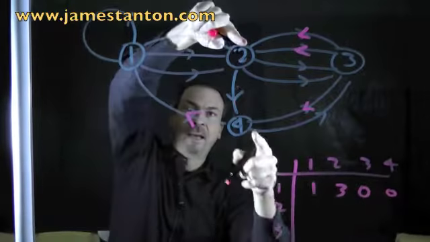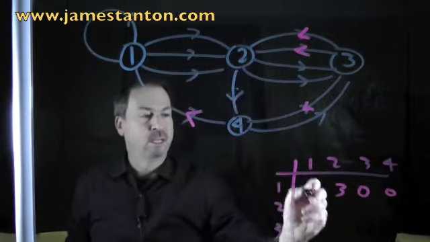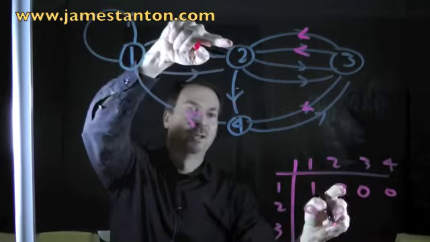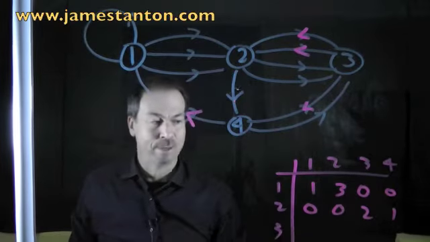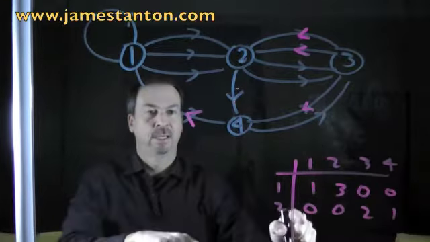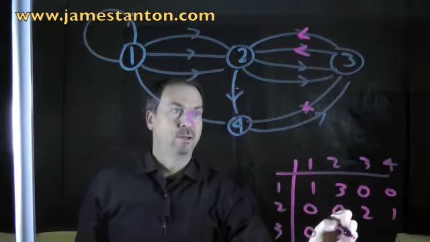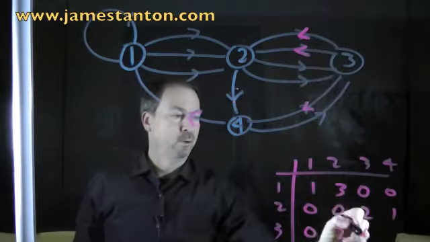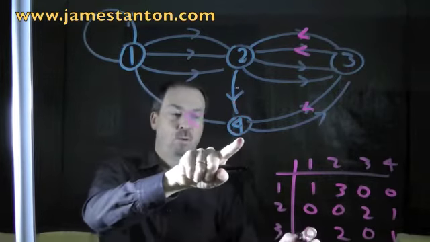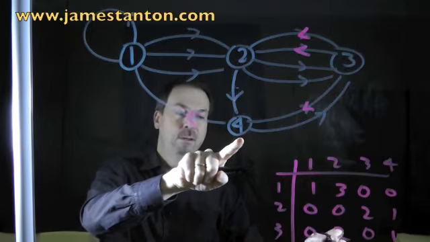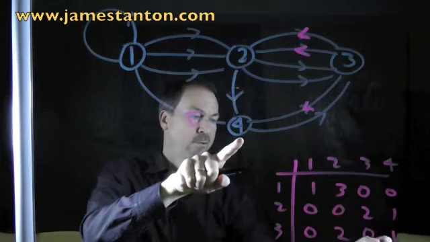For city 2, any ways to get back to 1? 0 ways to get back to 1. Any routes from 2 to itself? Nope, no joy rides from 2. 2 to 3, 2 routes, 2 to 4, 1, and so on. So I'm actually encapsulating all this information in a table. Finish it off: 3 to 1 is 0, 3 to 2 is 2, 3 to 3, there are no loops, 3 to 4, I've got 1, and 4 to 1, yep, there's 1, 4 to 2, none, 4 to 3, 1, and 4 to itself, none.